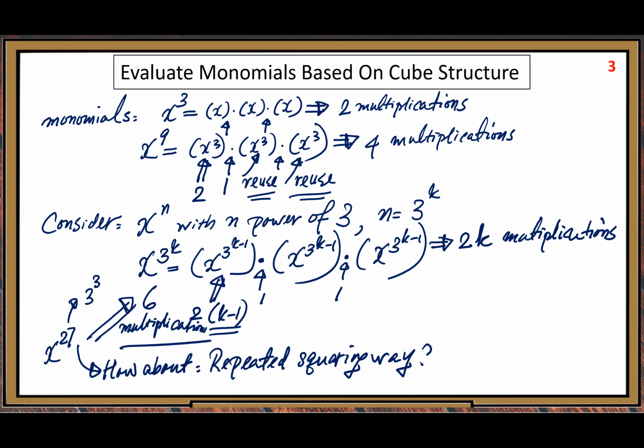So x to the 27th equals x times x squared times x to the 8th times x to the 16th. That's the squaring based method. In order to find x to the 16th, we need to do 4 multiplications, right?